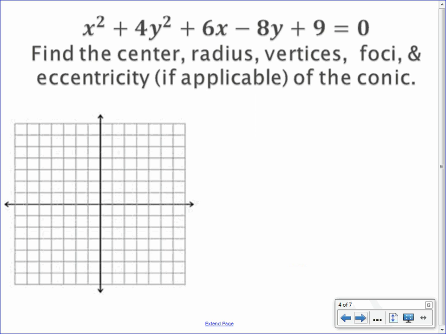Ooh, not in standard form, is it? I think he did that on purpose.